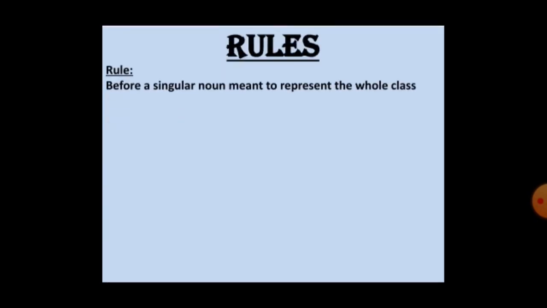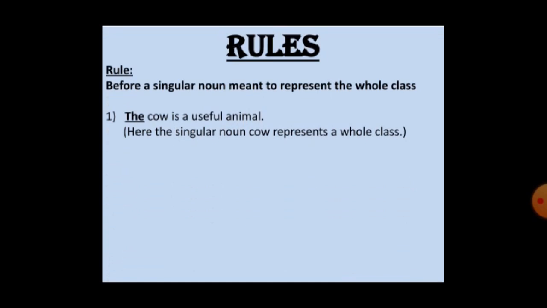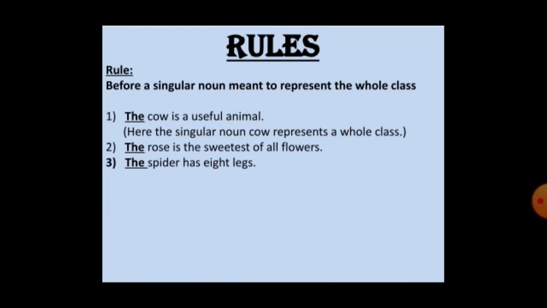Okay students, the next rule is before a singular noun meant to represent the whole class, there we also use "the". For example, the cow is a useful animal. It means that the whole class of cows is a useful animal. Second, the rose is the sweetest of all flowers. That shows the whole class of the rose. The spider has 8 legs. It means that it is not just specific, it shows the whole class of the spider.